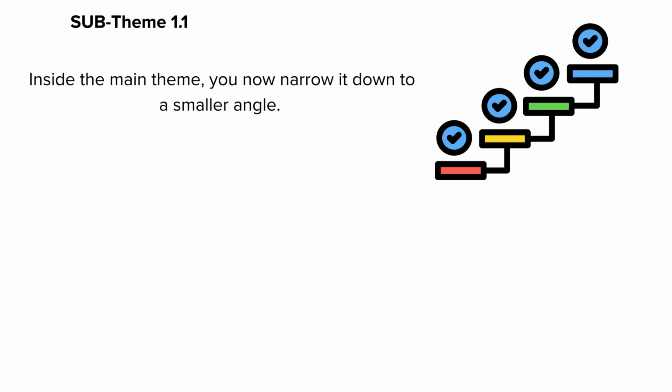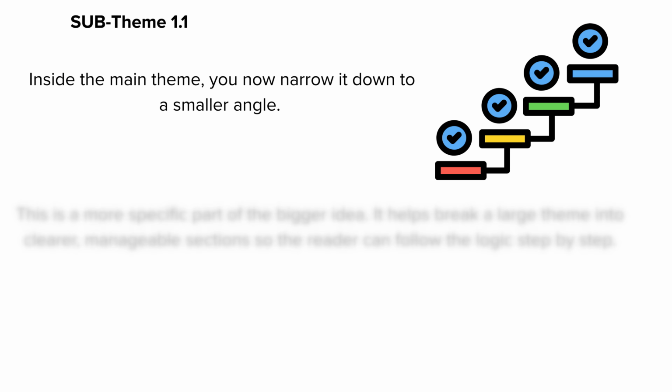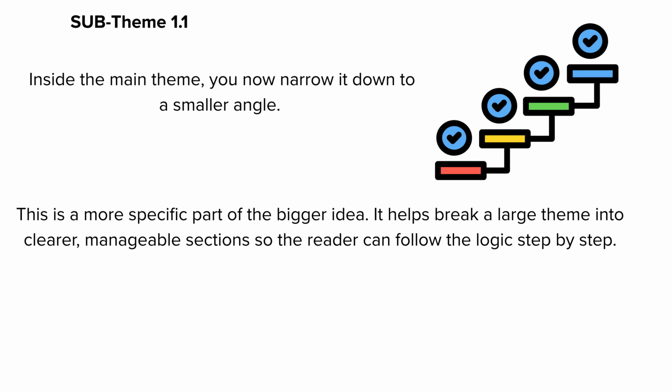Subtheme 1.1. Inside the main theme, you now narrow it down to a smaller angle. This is a more specific part of the bigger idea. It helps break a large theme into clearer, manageable sections so the reader can follow the logic step by step.